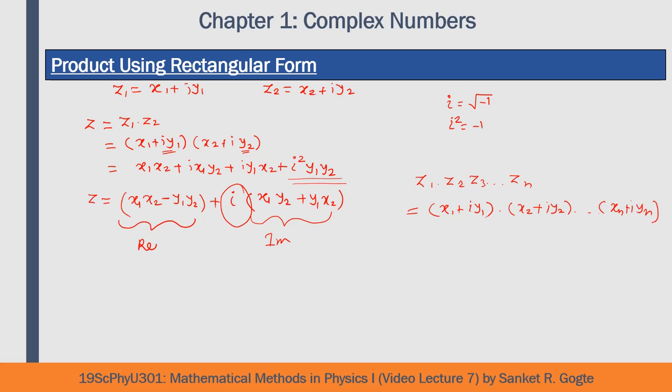Can you now see the difficulty here? What we have are these n number of terms in the brackets, and when I try to expand all these brackets, how many terms will I get? I'll get 2 raised to the power n terms. So for two complex numbers we got 4 terms. In general, when we are multiplying n complex numbers, we will get 2 raised to n terms. So things are very quickly getting out of hand when you try to multiply more and more complex numbers in this rectangular form. But there is another, better way to do that.